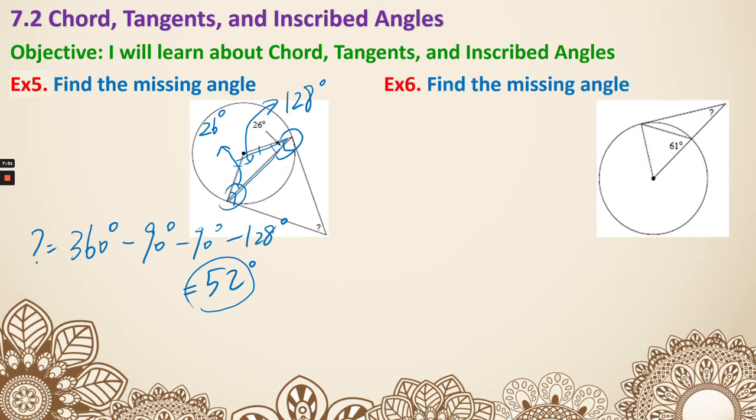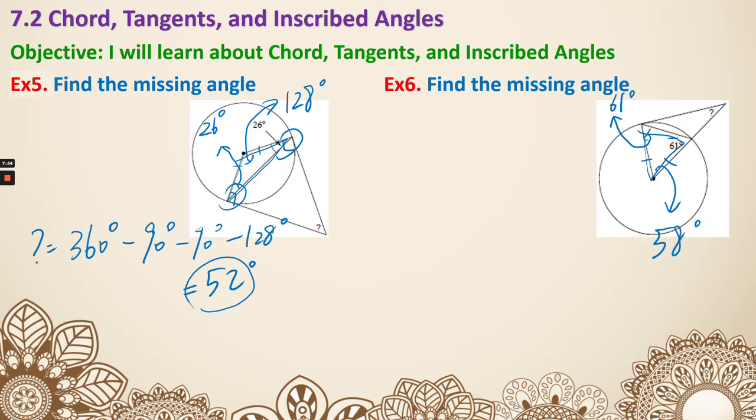Example 6, same thing. There are several different ways to do it. I'm going to do a way that I think works for me. Radius, radius. So this is an isosceles triangle, which makes that 61 degrees. And inside that triangle, if both the base angles are at 61, that means the center angle is going to be 58 degrees.